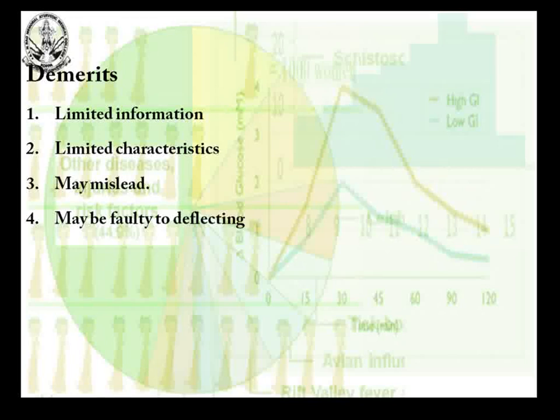If merits or advantages are there, then demerits are but natural. So some of the demerits are also here, like limited information, compared to classified and tabular presentation. Then they portray limited characteristics. In case of data with wide variation, they may mislead. If the baseline is wrongly taken, then the analysis may be faulty or deflecting.